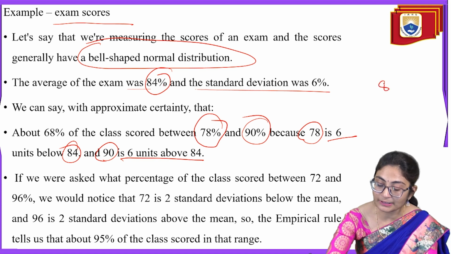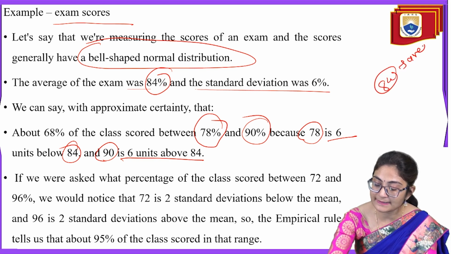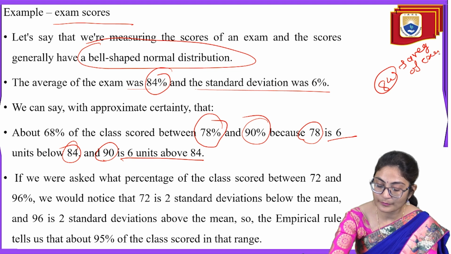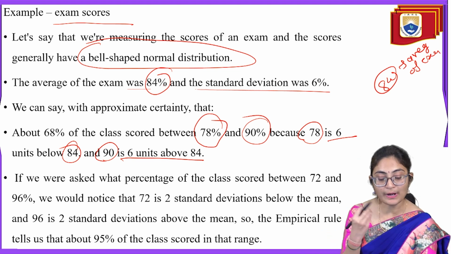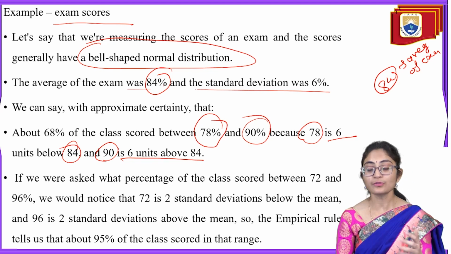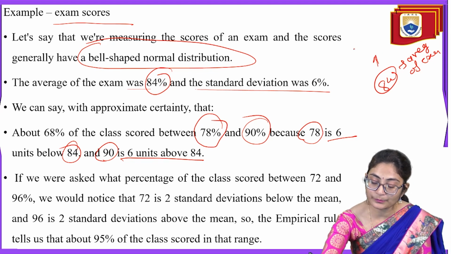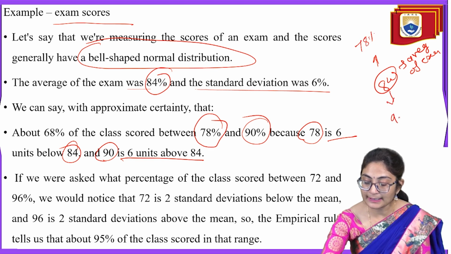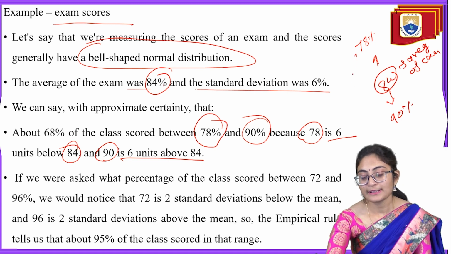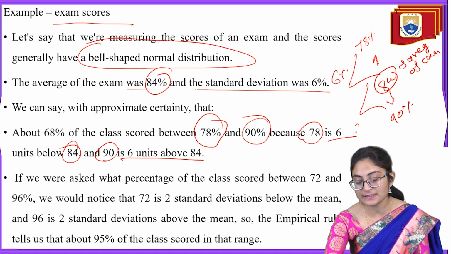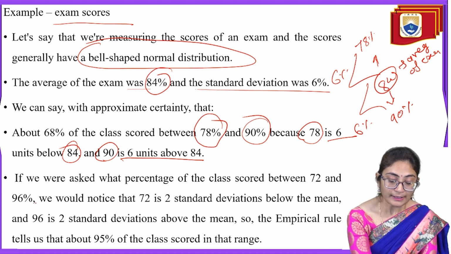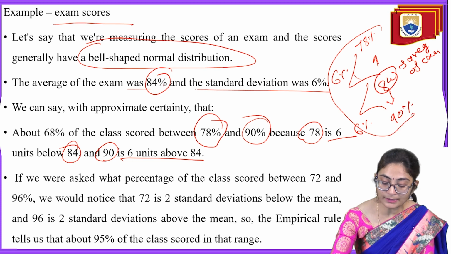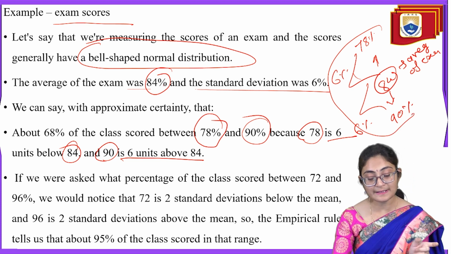What I said is that 84 is your average of the exam, and this is to find out about 68%. When you find it, you will observe 78% and 90%. Here you can see a 6% difference, and here also a 6% difference. These things are talking about our 68% standard deviation.